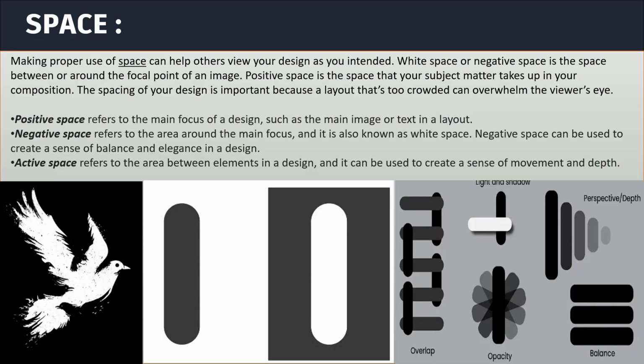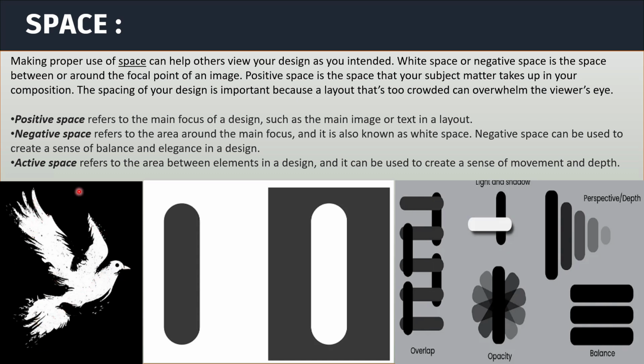Okay, then talking about space, making proper use of space can help others view your design as you intended. White space or negative space is the space between or around the focal point of an object, and positive space is the space that your subject matter takes up in your composition. Then we have positive, negative and active space. Positive space refers to the main focus of design, such as the main image or text in the layout. This is your main image. The bird here is the main image.